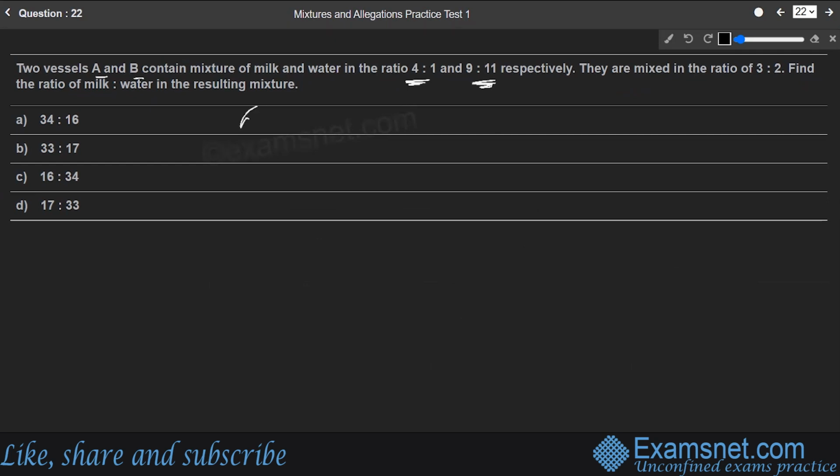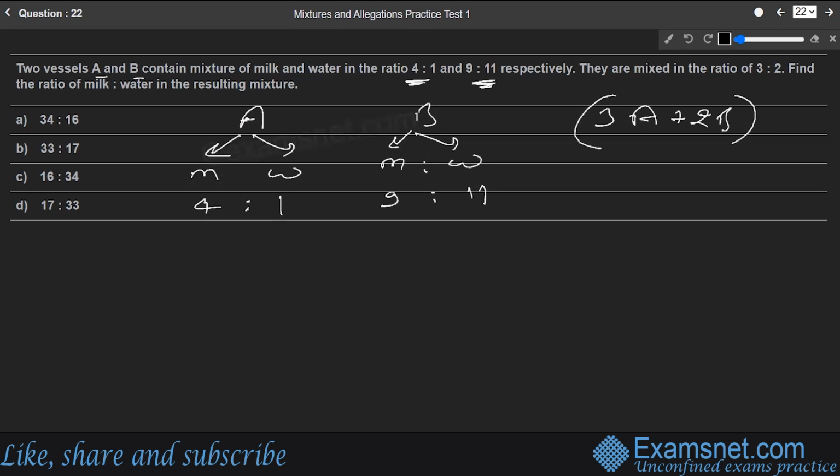So let us understand, there is a type of mixture A in which the ratio of milk to water is 4:1. In the B type of mixture, the milk to water ratio is a little different, that is 9:11. They are mixed in the ratio 3:2, so we can write 3 parts of A plus 2 parts of B. 3:2 is the ratio in which these two quantities have been drawn out respectively. They are asking, in the resultant mixture, what will be the milk and water ratio.